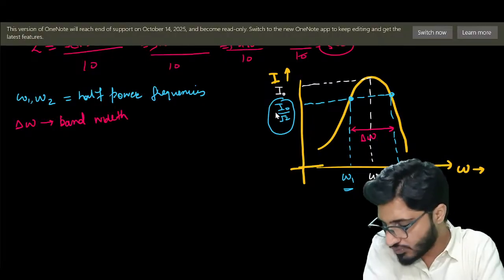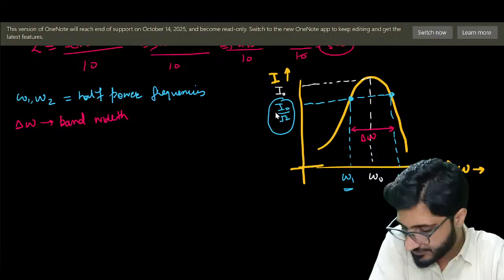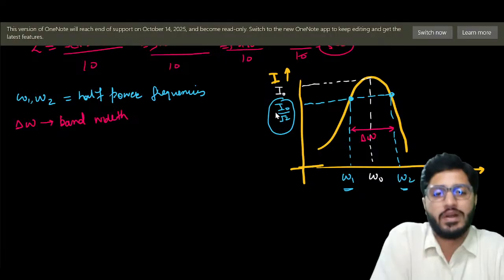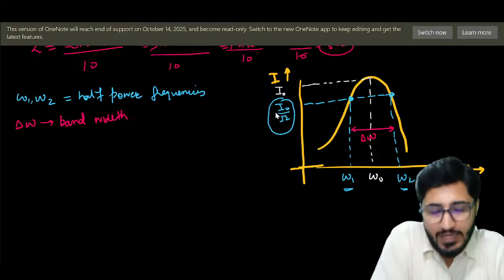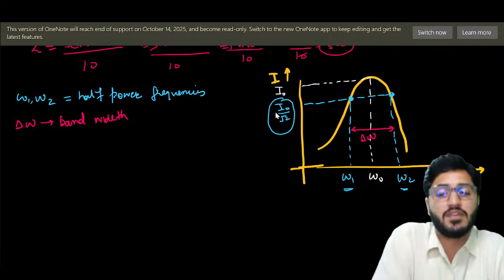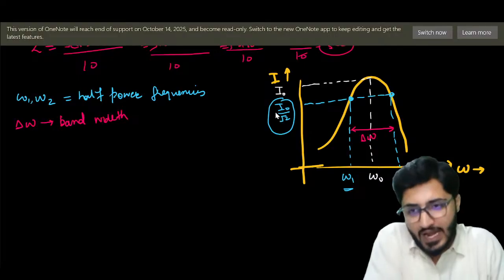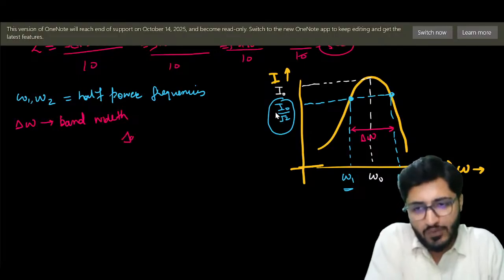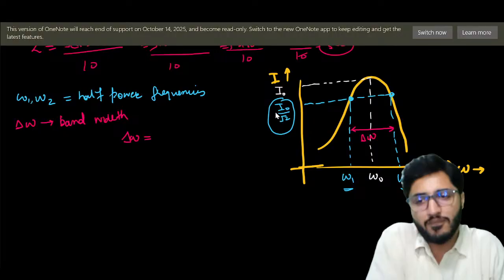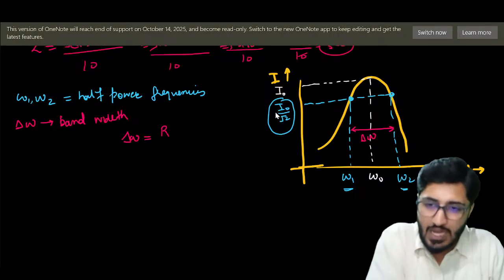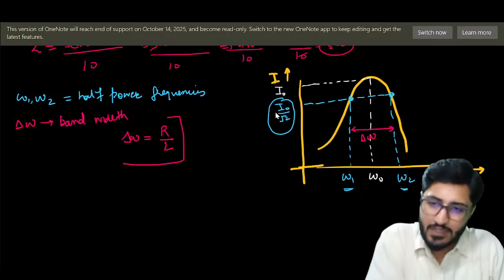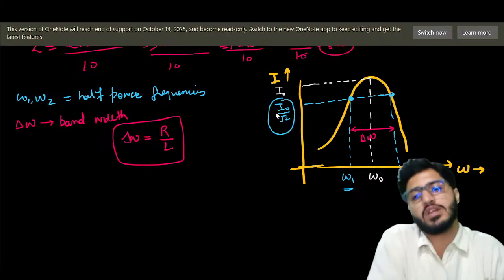Delta omega is known as bandwidth. Then what is bandwidth? The gap, the space between half power frequencies. You don't need to derive it. The half bandwidth is known as R by L. Just remember this formula. Bandwidth is known as R by L.